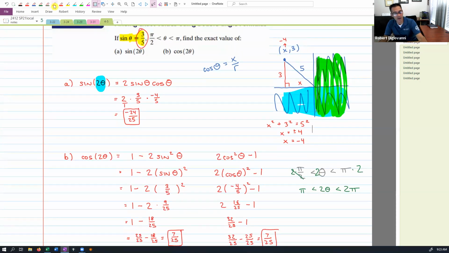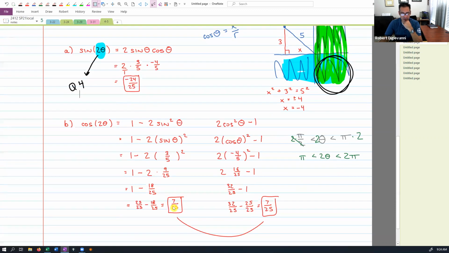So the only thing they have in common is this. I can tell you right now, just by the work we've done, that 2 theta, that angle, is in quadrant 4. I can tell you that. I can't tell you what it is. I could use a calculator to do it, but we know that doubling the angle is in quadrant 4, just by the fact that this is negative and this is positive.